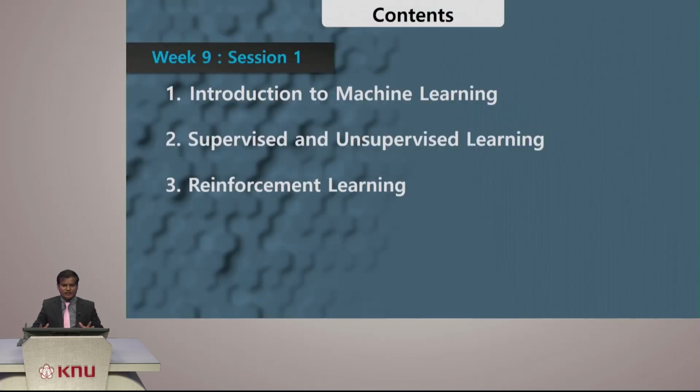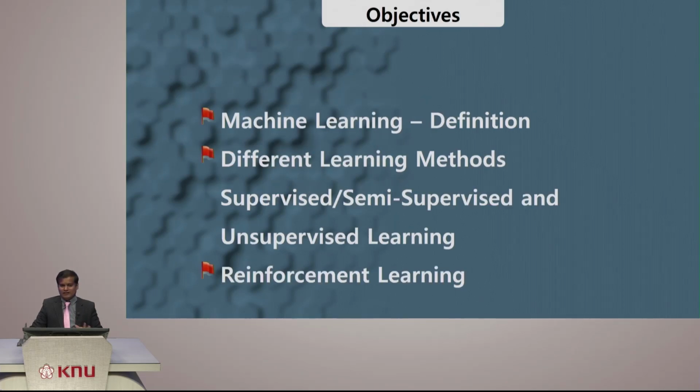We are going to see an introduction to machine learning. We'll consider supervised and unsupervised learning methods along with reinforcement learning. The main objective of today's class is to get to know what machine learning is, and we are going to differentiate various types of learning like supervised, semi-supervised, and unsupervised. These are three different types of learning methods, and we have another interesting learning method called reinforcement learning.